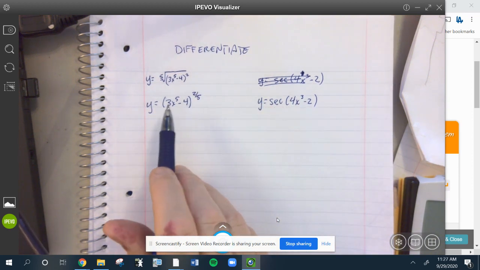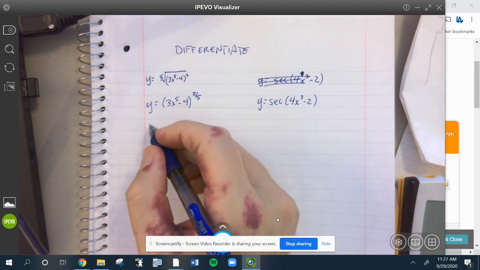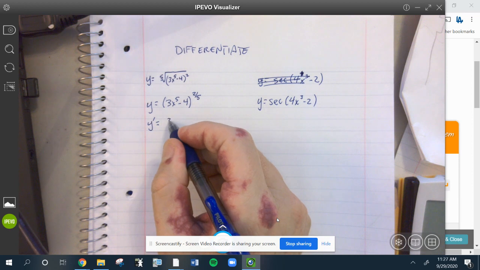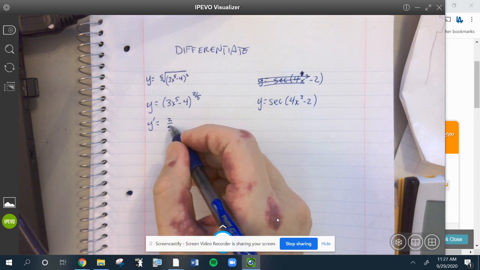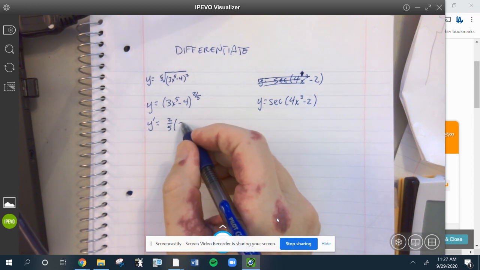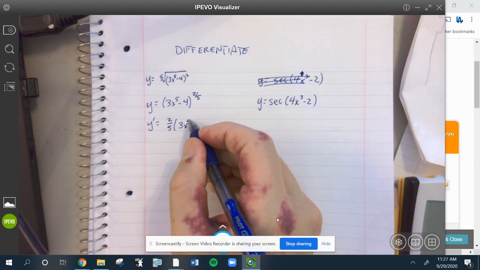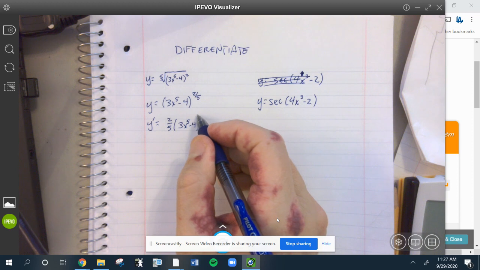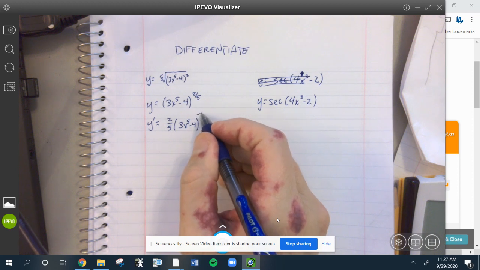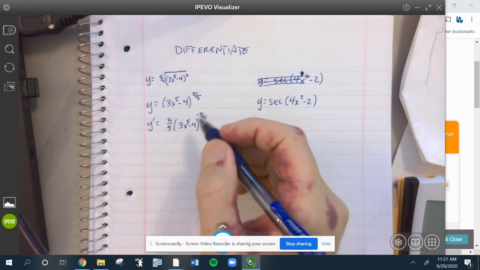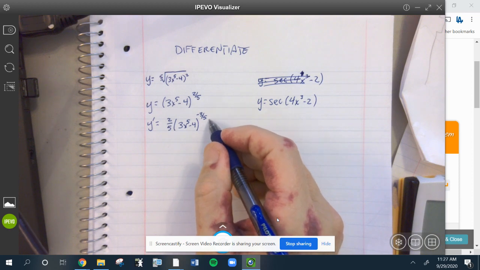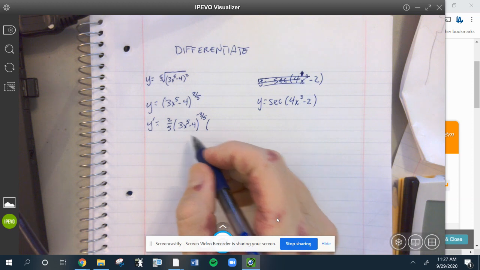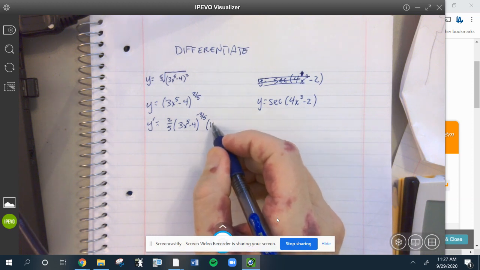So this is a straight chain rule. The derivative would be the derivative of the outside, which is the 2/5, the quantity to the 2/5. So bring the 2/5 down, subtract 1, while leaving the inside alone. And now times the derivative of the inside. The inside is 3x to the fifth minus 4, so its derivative is 15x to the fourth.